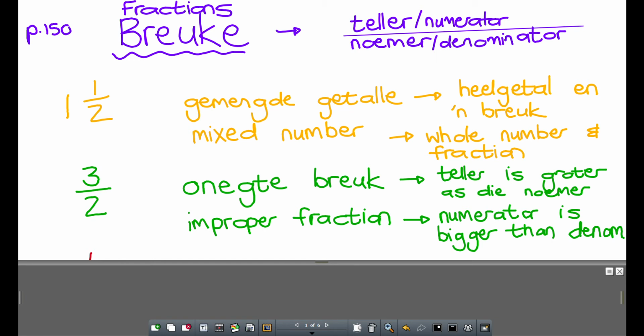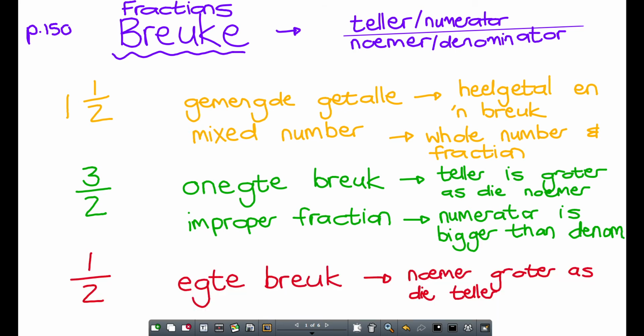Right. Everyone fine so far? Okay, now the last bit is when I give you a half. Now you will see that at the top, my numerator is smaller than the one at the bottom, my denominator. What do we call that? Yeah, or just a proper fraction.